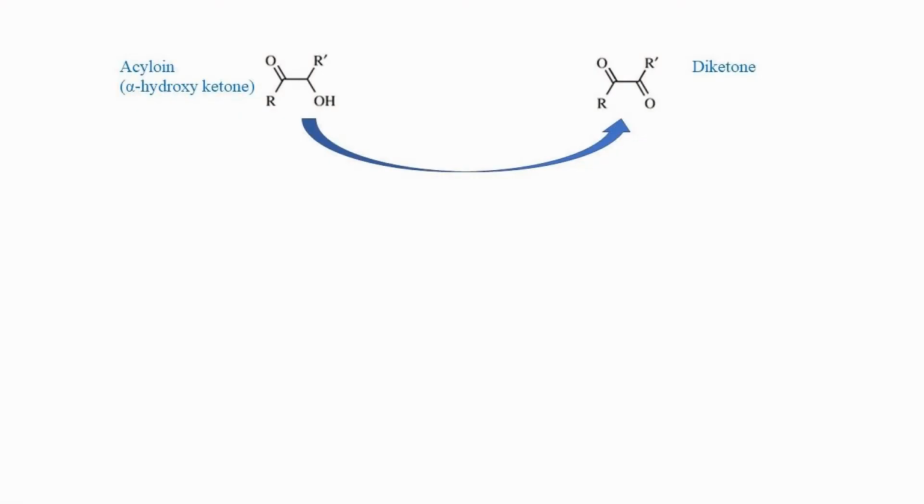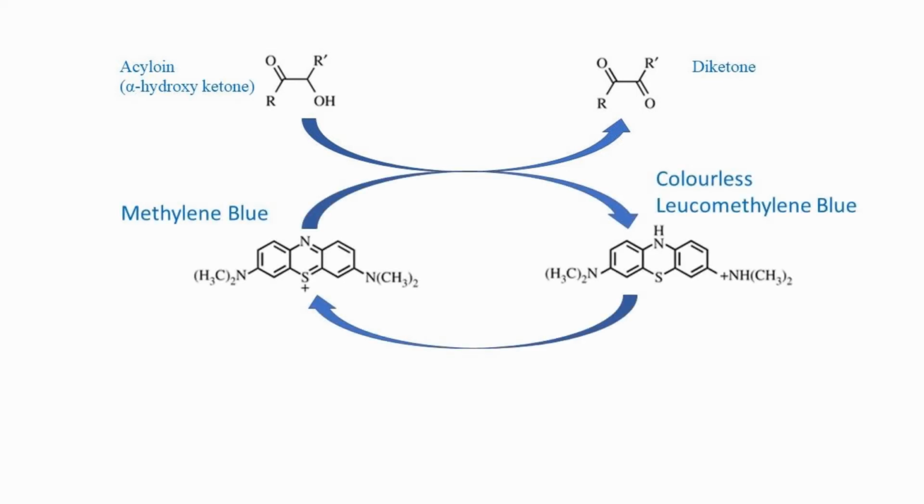So what's happening? In the first step, the glucose is converted to something called an acyloin, or alpha-hydroxyketone, an organic compound which has a hydroxy group next to a ketone group. The next step is a redox reaction of the acyloin with methylene blue in alkaline solution. The glucose is oxidized to diketone and methylene blue is reduced to colourless leucomethylene blue.